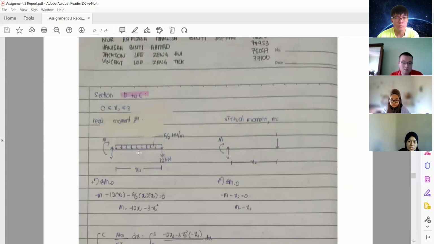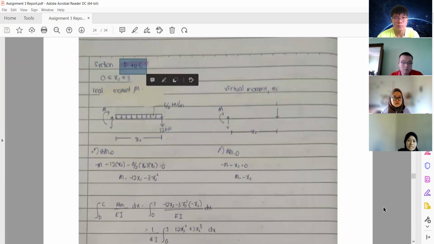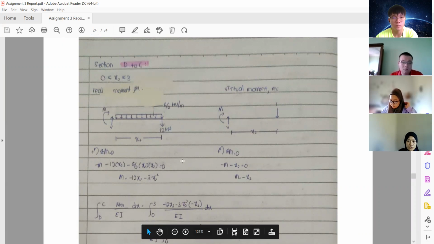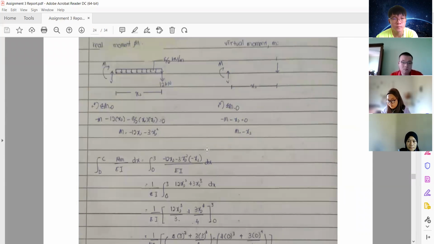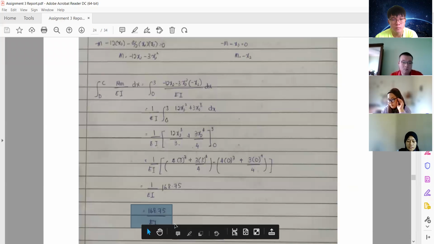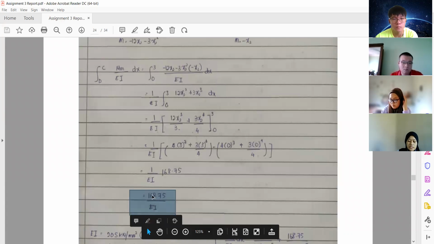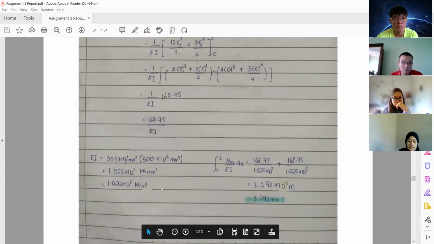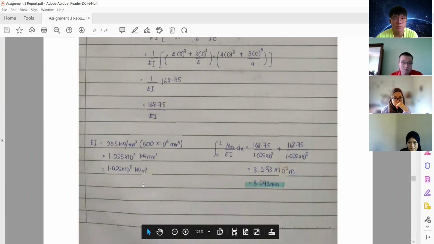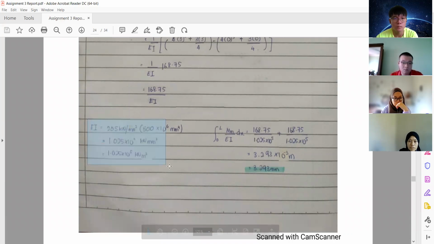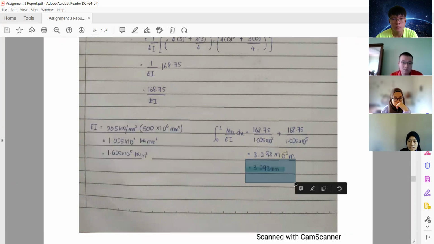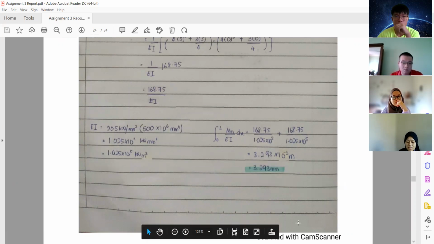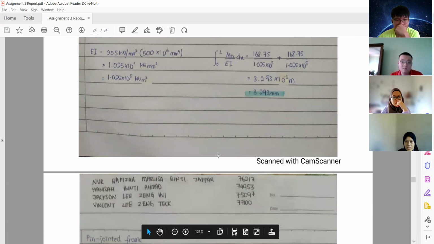We proceed to section D to C. Same method, we find the real moment and virtual moment, and we substitute into the equation. We found that it is the same as section B to C. And then we substitute the value of EI. And we substitute again into the formula, and we get 3.293 millimeter for B.